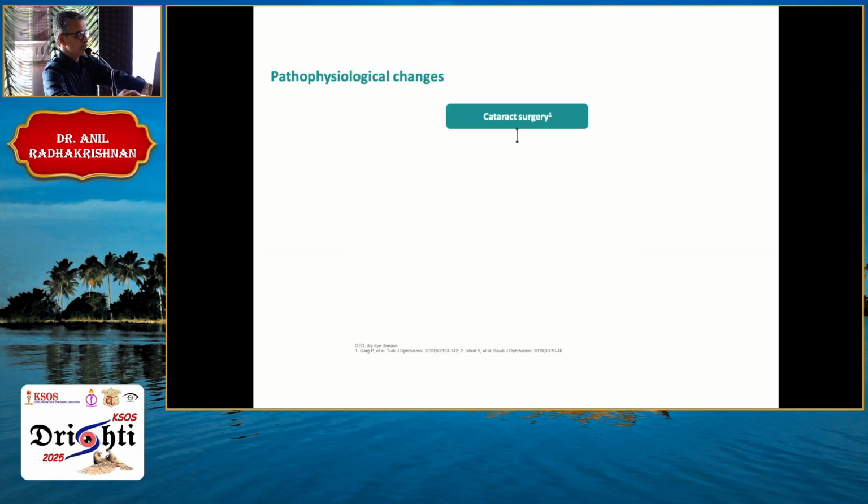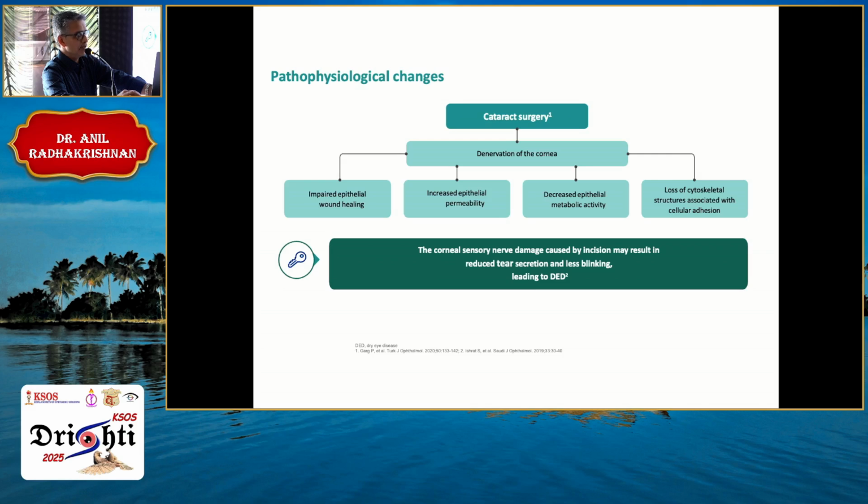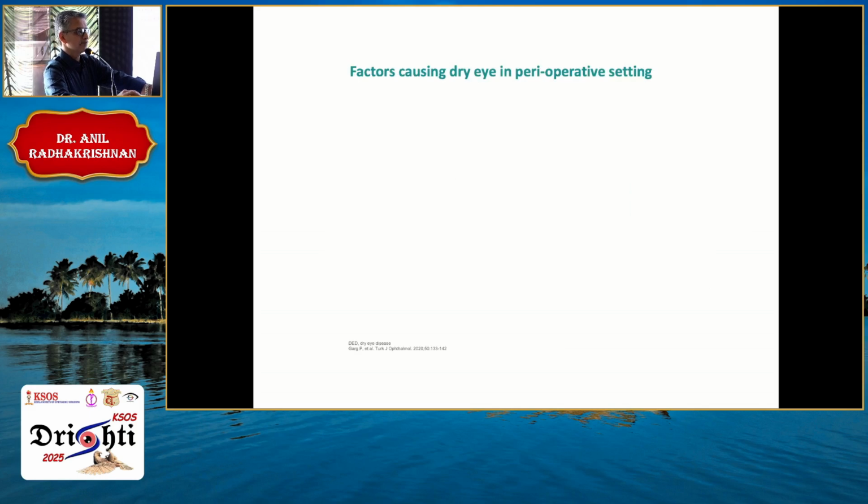So what actually happens during cataract surgery? You have a cut in the cornea. It may be a small cut. It's hardly 2.5 millimeter, but still it causes denervation of the cornea to some extent, and that can impair the wound healing, epithelial permeability, and all that. And so that can lead to some amount of dry eye.